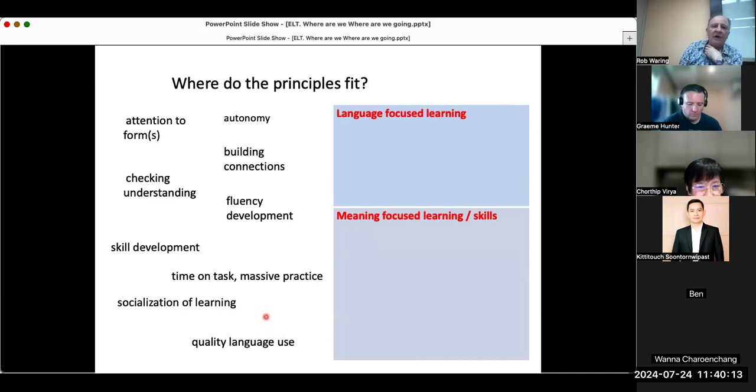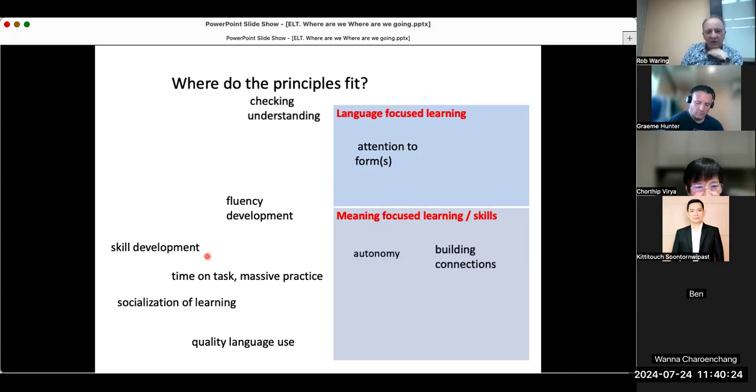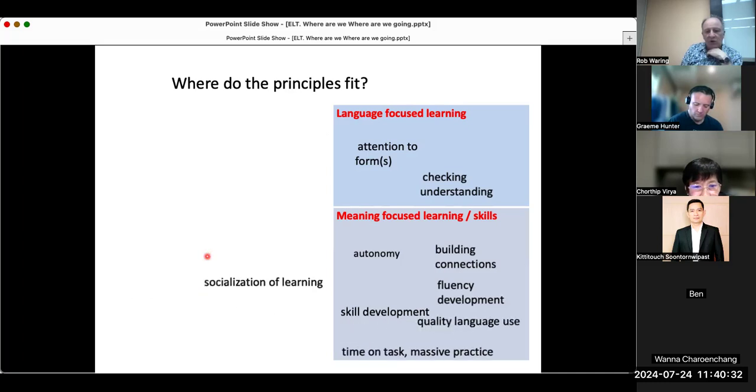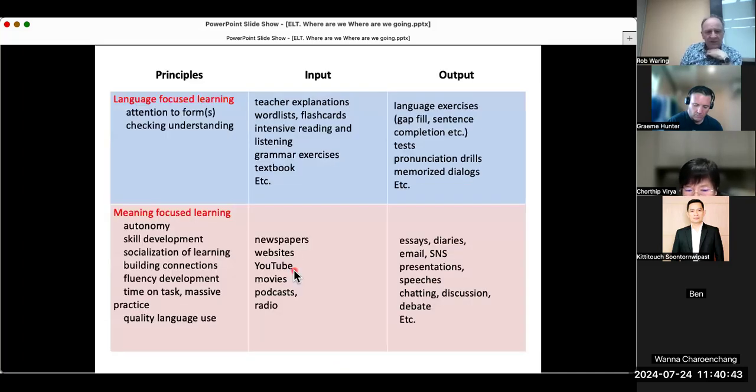So if we look at the original principles we looked at a couple of hours ago, where do they fit? Attention to form fits there. Autonomy is there. Building connections is here. So a lot of these things, the principles, are fitting in these areas. So if we really want students to build these aspects of learning, it's the meaning-focused input which is missing. We're not having enough meaning-focused input. So these are the kinds of things which we're doing maybe too much of, but we need to do much more of these types of things down here.